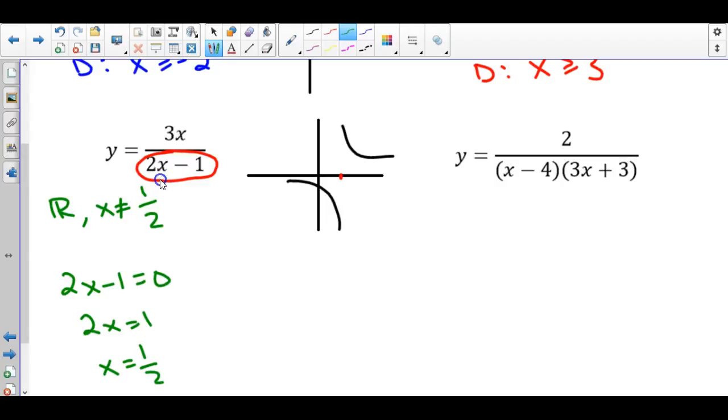You could pick any other number, any ugly decimal, any negative number, you could pick 0, you could pick anything, and it would at least give you a y value. So in this case, again, my domain would be everything except 1/2.